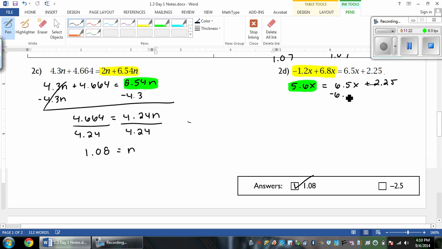So I'm going to subtract 6.5x from both sides. When I come back to class, I'll show you why. I just want to get you used to it. It helps you not make careless mistakes. So you're left with negative 0.9x is going to equal 2.25. Last step, divide by 0.9 on both sides. So x is going to equal negative 2.5, which is my second answer.